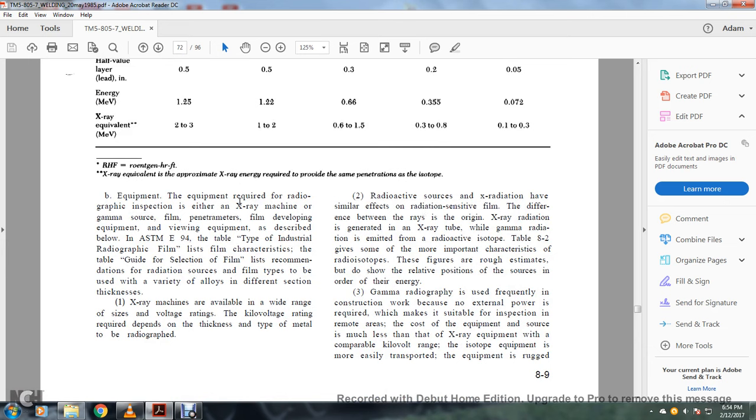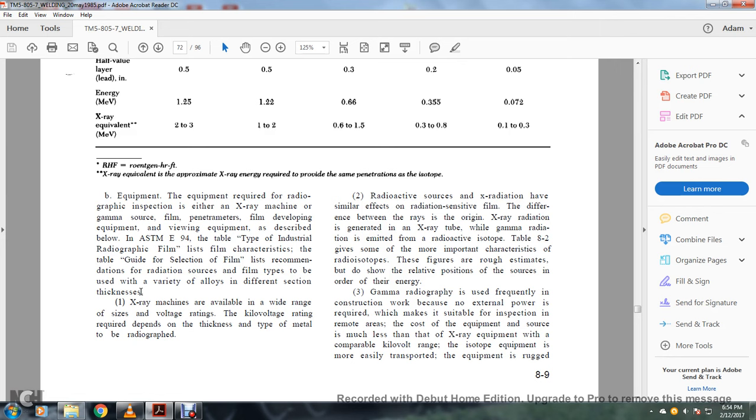Alright, the equipment required for radiographical inspection includes either an X-ray machine or a gamma source, film, penetrameters, developing equipment, and viewing equipment. The equipment is described in American Society for Testing and Materials E94, with a table of the types of industrial radiographic film listed with the characteristics, a guide to the selection of the film, and recommendations for the radiation source and film type for the use of the various alloys and different section thicknesses.